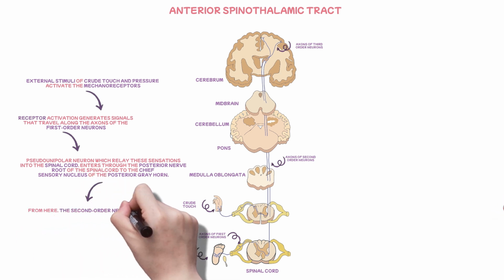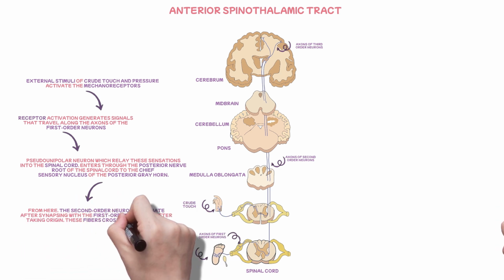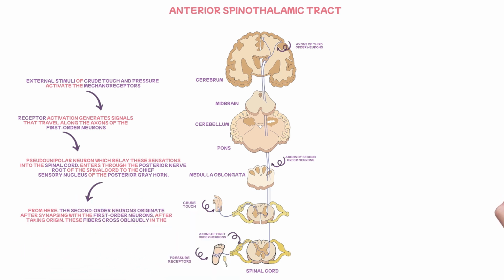From here, the second-order neurons originate after synapsing with the first-order neurons. After taking origin, these fibers cross obliquely in the anterior white commissure and enter the anterior white column of the opposite side. Here, the fibers ascend through other segments of the spinal cord and brainstem, that is, the medulla, the pons, and the midbrain, and reach the thalamus.